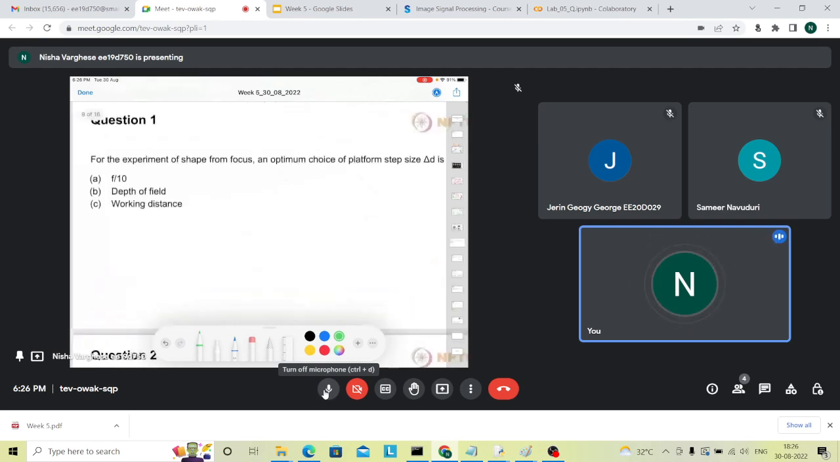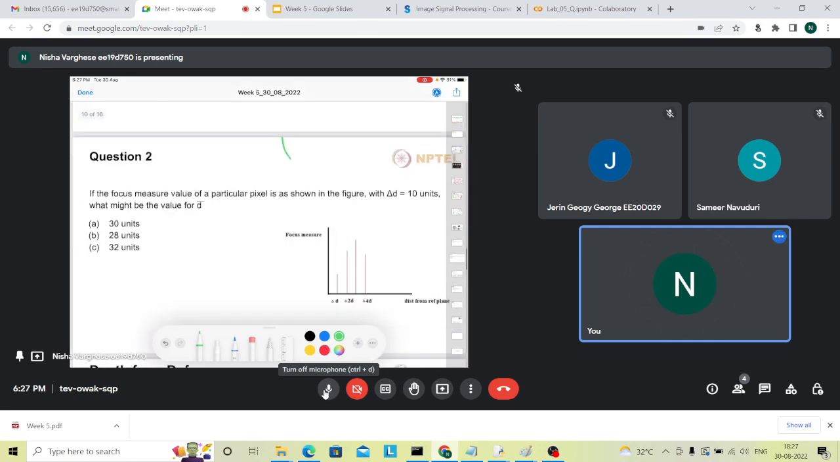The question 1 is, for the experiment of shape from focus, an optimum choice of platform step size delta d is. I have explained this question last week also. The optimum value of the platform step size is the depth of field, because we have to get a different focus measure when we move delta d apart. In order to get a different focus measure while moving, we have to move more than the depth of field. If we are moving very little inside this depth of field itself, it won't give a change in focus measure, because in the depth of field everything will look focused. So our movement should be greater than that depth of field. So the answer will be depth of field.